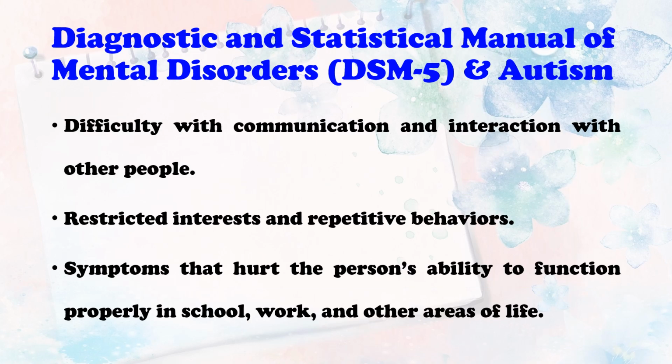Now I will tell you how the Diagnostic and Statistical Manual of Mental Disorders, DSM-5, defines autism. The following characteristics have been identified: difficulty with communication and interaction with other people, restricted interest and repetitive behavior, and symptoms that hurt the person's ability to function properly in school, work, and other areas of life.